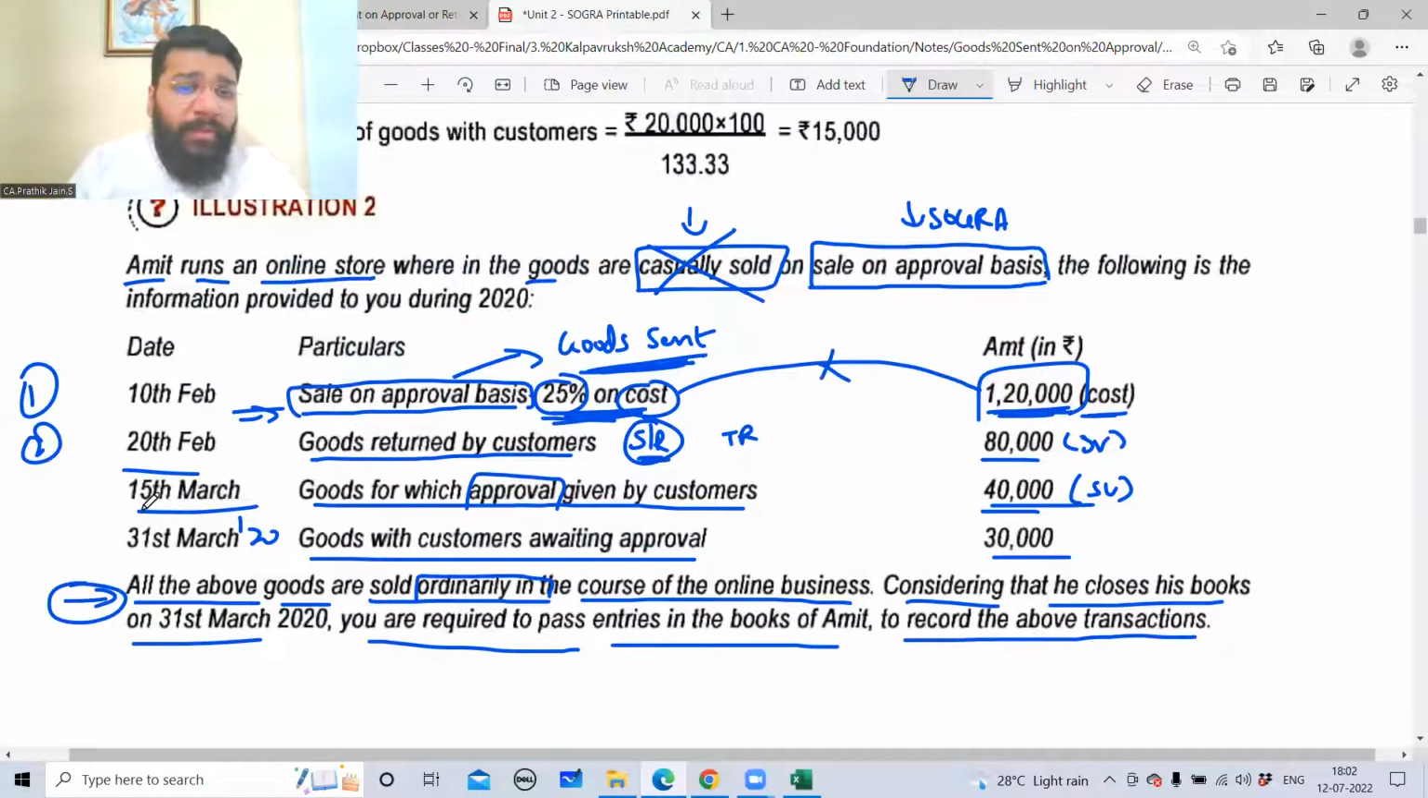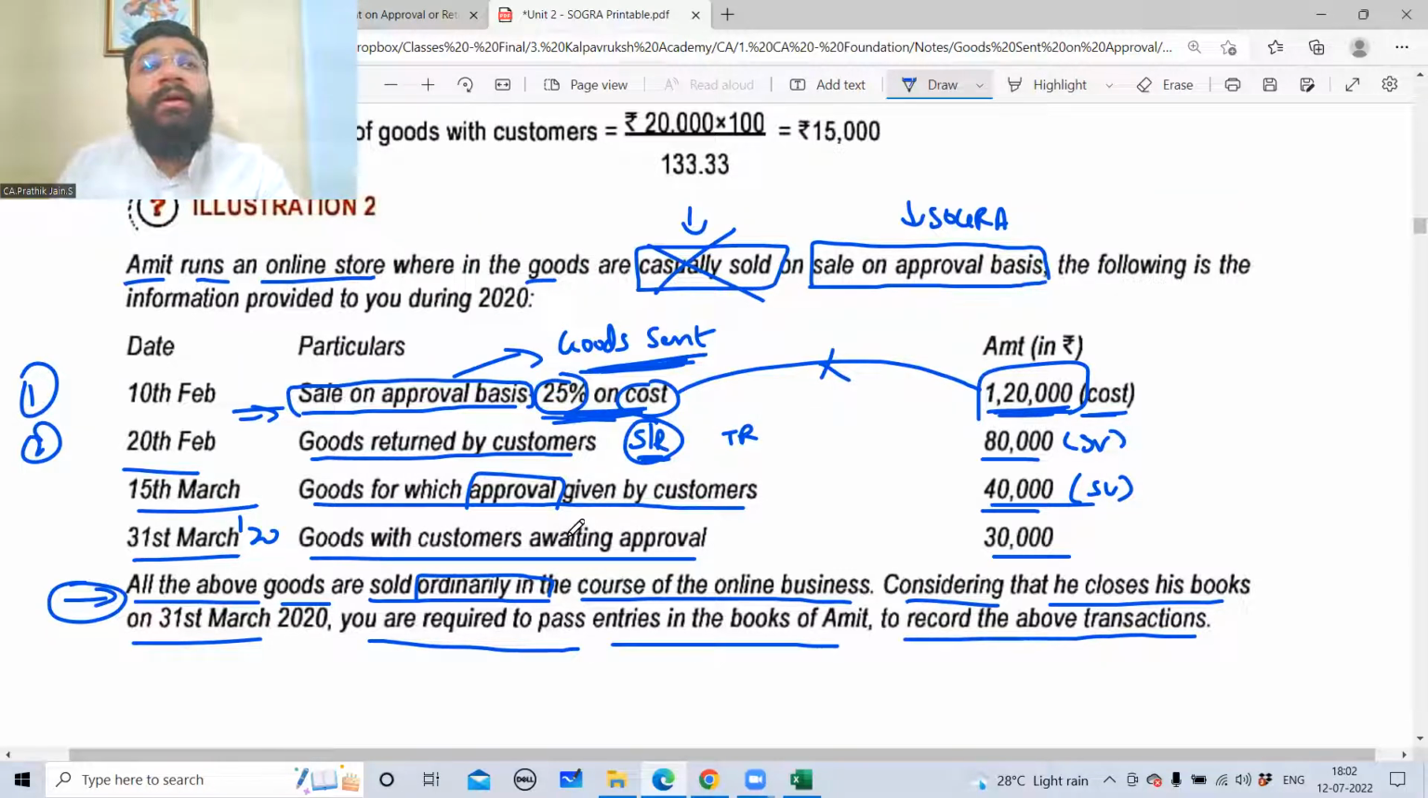Next, guys. On 31st of March, goods with customer are awaiting approval, which means the customer has neither accepted the goods nor rejected them. So what will I do? Can I treat the balance 30,000 as a sale? I can treat it as a sale only if the ownership is transferred. You'll be learning this concept in your higher grades: I can record my revenue only when the risk and the reward are transferred. Risk and reward of that particular product are transferred only along with the ownership.